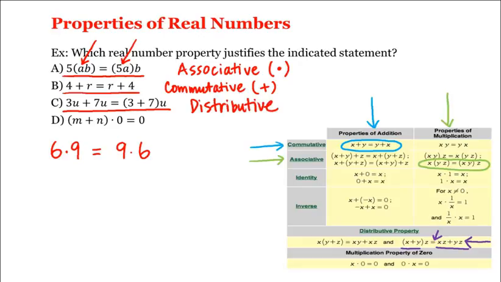All right, and what about this last statement down here? m plus n times 0 is equal to 0. Now remember that m and n are both real numbers, which means that m plus n is also a real number. So this is demonstrating this multiplication property of 0 down here, where m plus n is x. So this last statement is illustrating the multiplication property of 0.